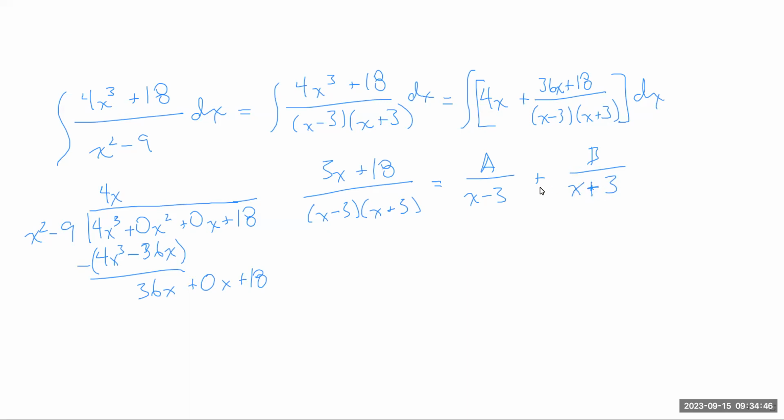Then from there, what can I do? Clear the fractions. If I clear the fractions, what's left? The 36x plus 18 equals A times x plus 3 plus B times x minus 3. Okay, 36x. Yeah, how many times am I going to write that down wrong?